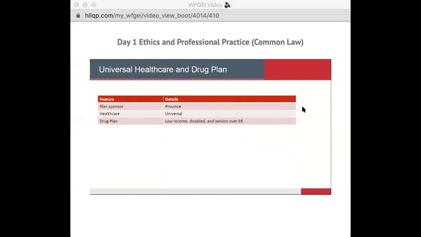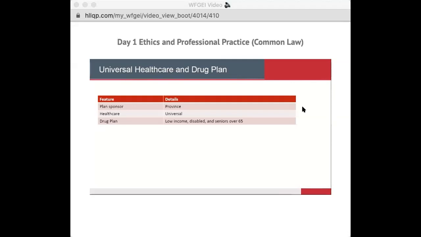So most provinces today have some form of universal health care and drug plan. Basically, the plan sponsor is the province. Even though the federal government, through the Health Act, distributes monies to the various provinces, the provinces actually administer the Health Act. Okay, so it is a provincially driven administration process, and the healthcare itself is universal. In other words, it's pretty well consistent from province to province. That's not a problem. However, the drug plan is a little bit different.